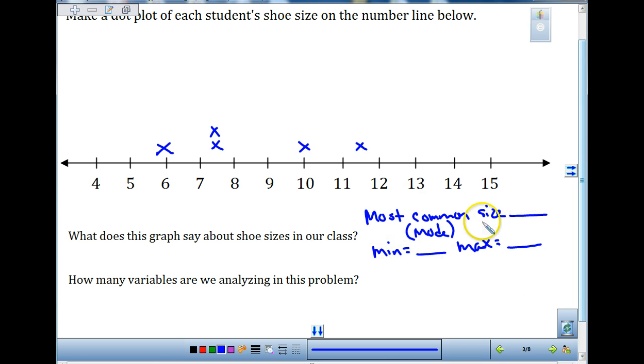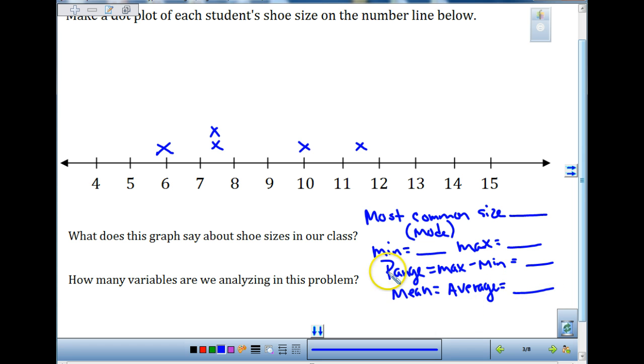I'm going to have you compute these, or look at our table that we did in class. We should be able to find the range. Range is when you take the max minus the minimum, and get that one number. What is our range? If you remember statistics, you should be able to find the mean. That means the average. I'm not going to have you compute that right now, but you could add all of our shoe sizes together and divide by the number of people.